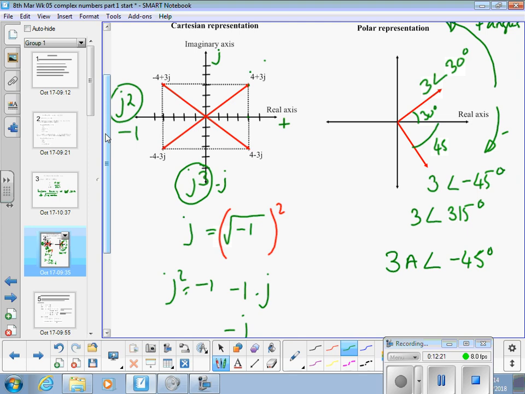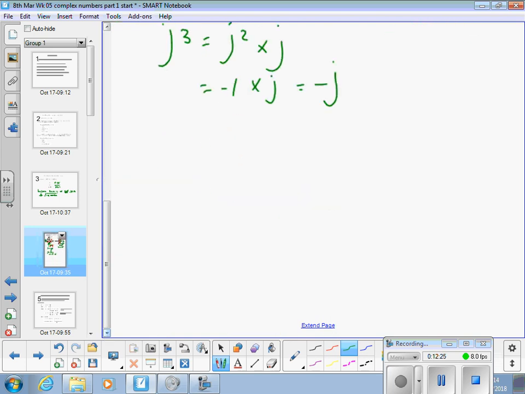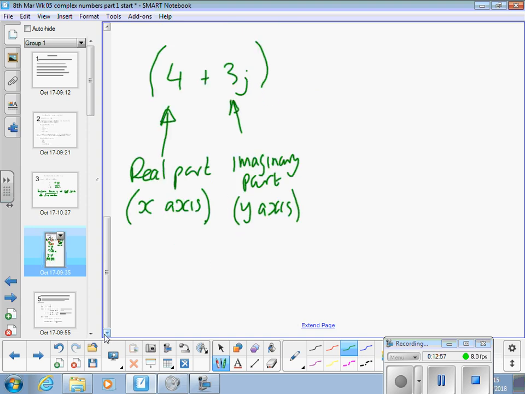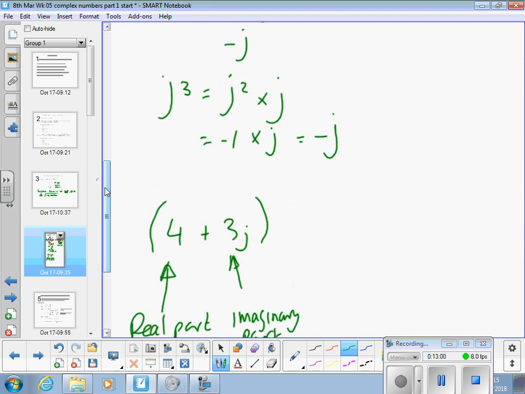Okay. So these two number types, we've got, for example, 4 plus 3j, with the x-axis as the real part, and the imaginary part on the y-axis. This time, 3 angle 30 degrees.